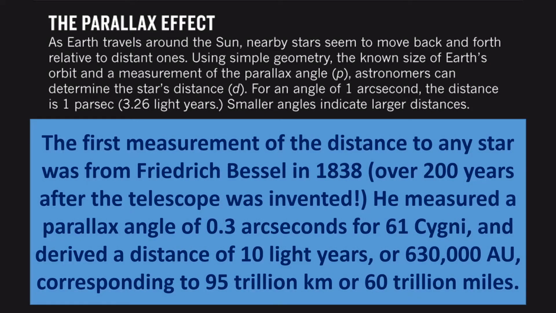The first measurement of the distance to any star was made by Friedrich Bessel in 1838, again, almost 240 years after the telescope was invented. He measured a parallax angle of 0.3 arcseconds, you can see how small that angle is, for 61 Cygni, and derived a distance of 10 light years. That's 630,000 astronomical units, corresponding to almost 100 trillion kilometers, or 60 trillion miles. So for the first time, we know the prodigious distance to even the nearest stars.